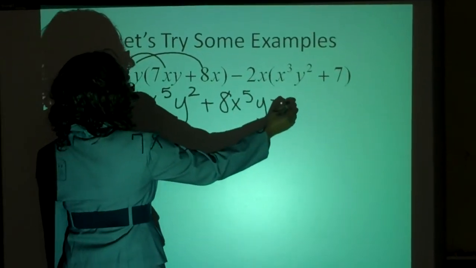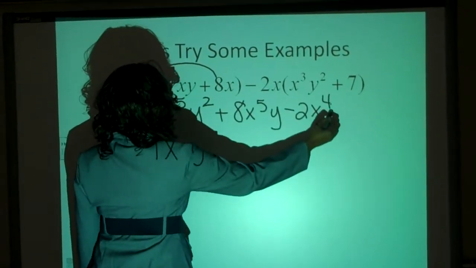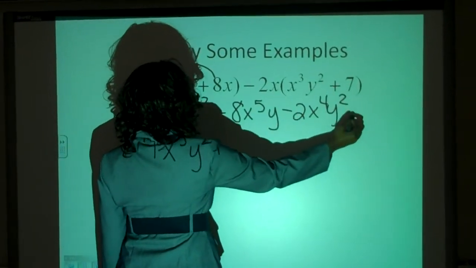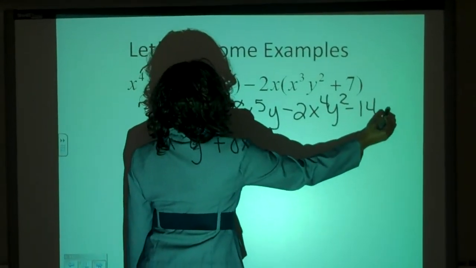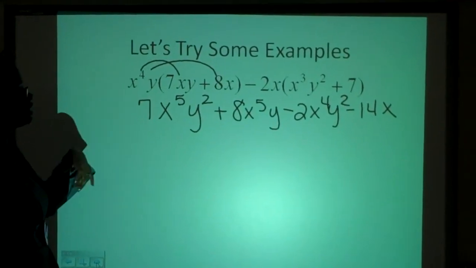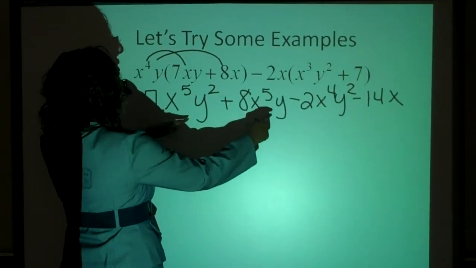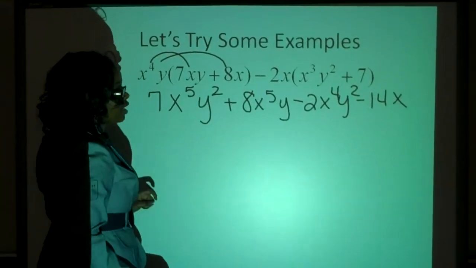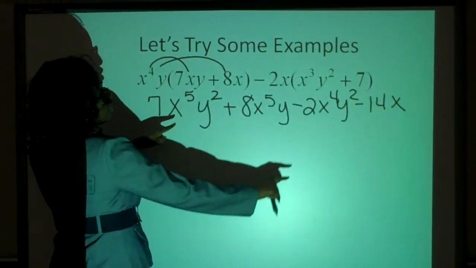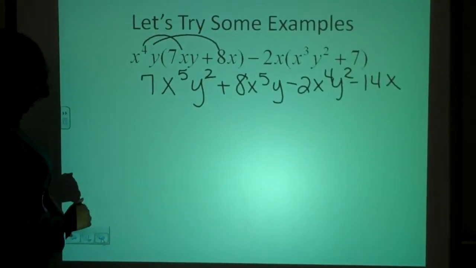Minus 2 times 1 is 2. X to the 4th. 1 plus 3 is 4. Y squared. And then negative 2x times 7 will be negative 14x. Am I done with this problem? Check to see if you have like terms. X to the 5th, y squared. This almost looks alike, but because the y isn't squared, they're not like terms. These almost look alike, but I have x to the 5th and x to the 4th, so I can't add them. So I'm done with this answer.